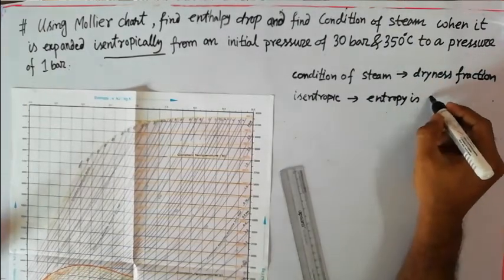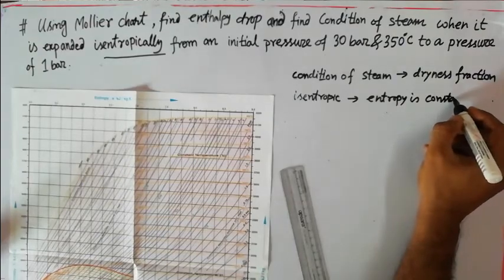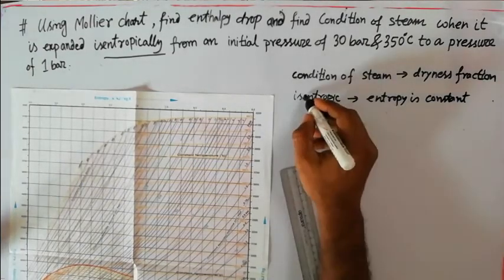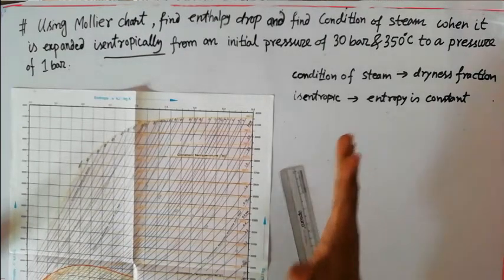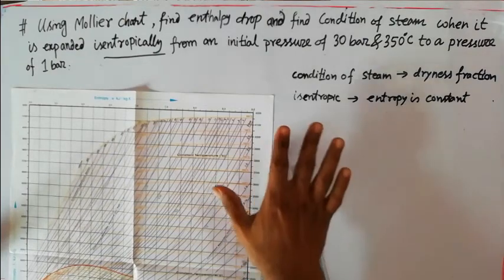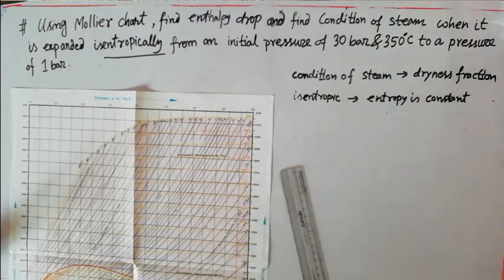Entropy is constant. What is entropy? That I am going to explain at the time of the second law of thermodynamics. For now you should know that entropy is a property of a system, just like enthalpy, internal energy. Similarly, entropy is also a property of a system.